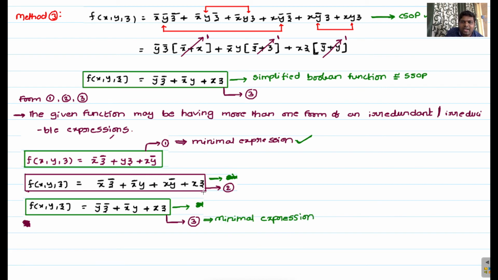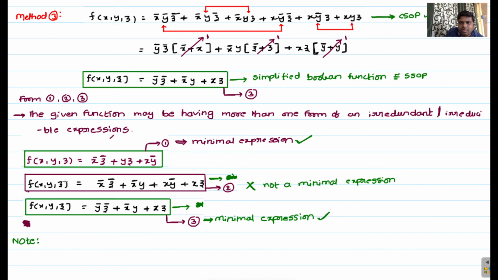What about the second term? This is not a minimal expression when compared with the first and third expressions. So from these three reduced Boolean expressions, what do we conclude? Now tell me. Here I am writing a note: all are irredundant expressions. We cannot simplify them further. But out of these three expressions, the first and third are minimal expressions, and the second one is not a minimal expression, it is an irredundant expression only.